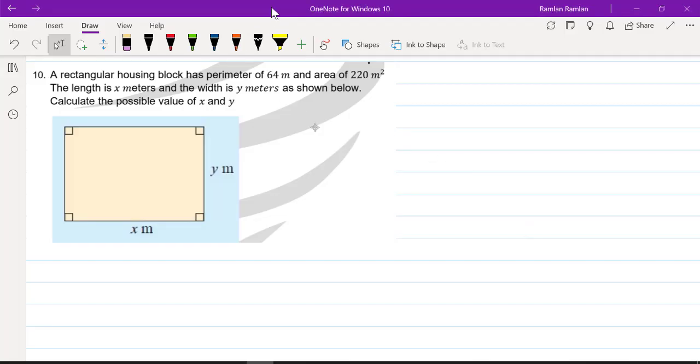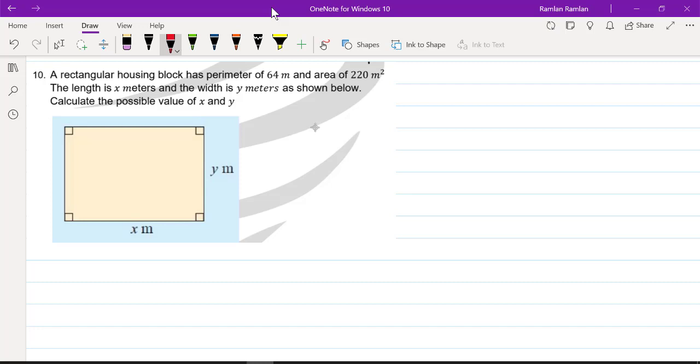Okay, so the final question here. Let's read it together. A rectangular housing block has a perimeter of 64 meters and an area of 220 meters squared. The length is x meters and the width is y meters, as shown below. Calculate the possible values of x and y.